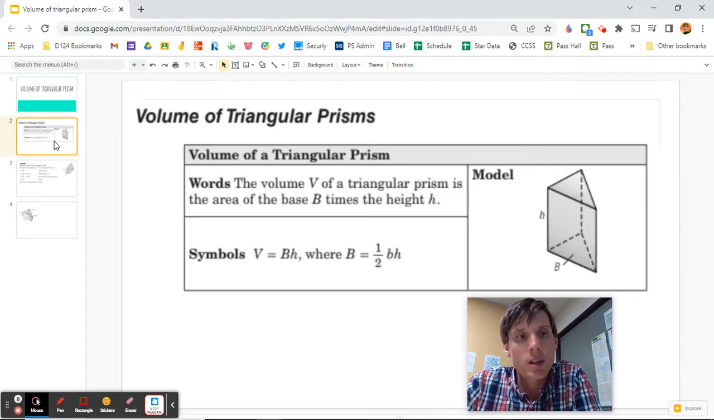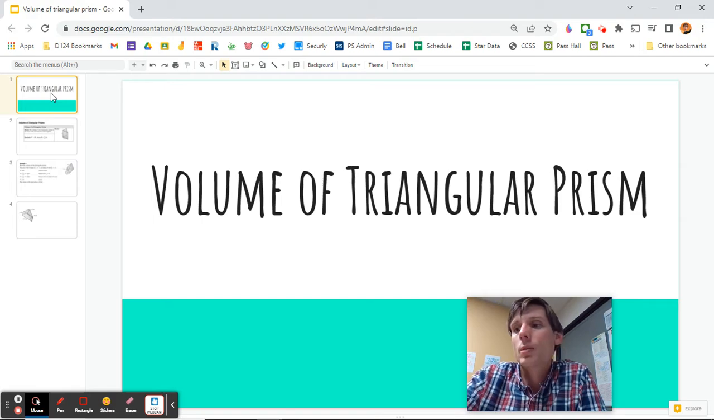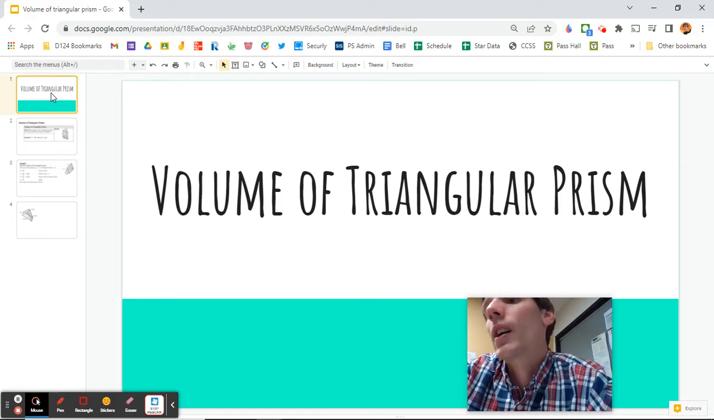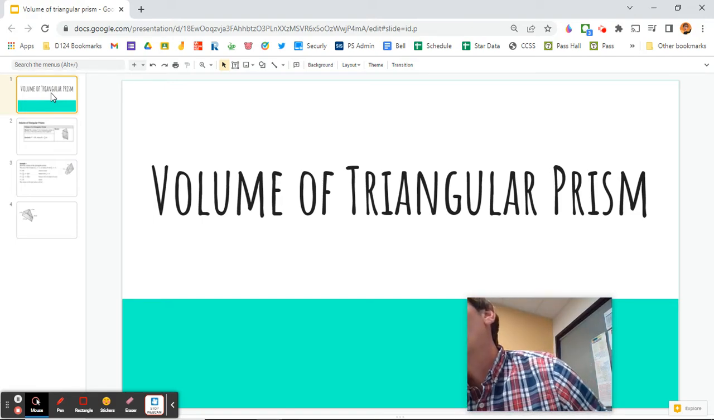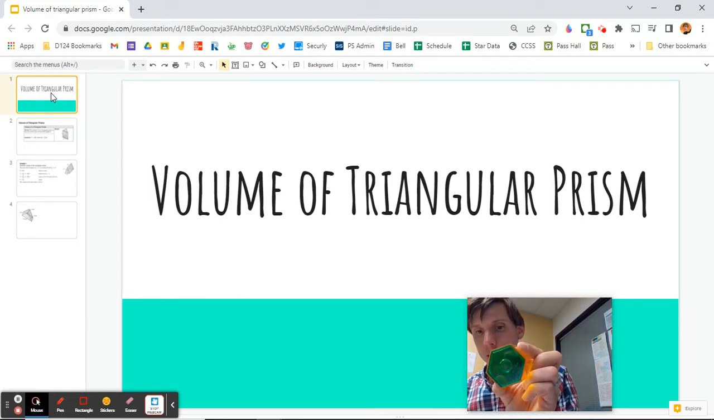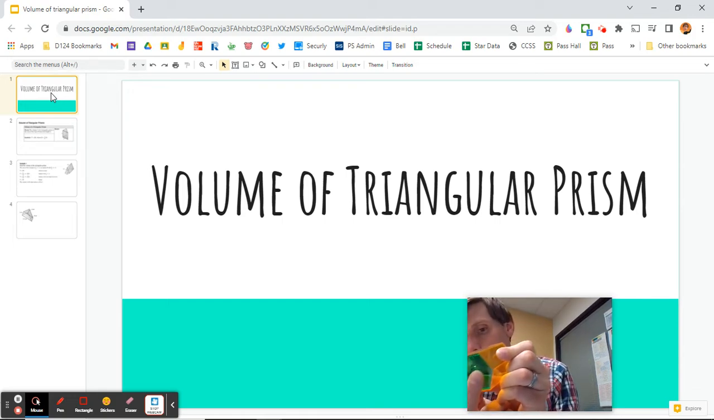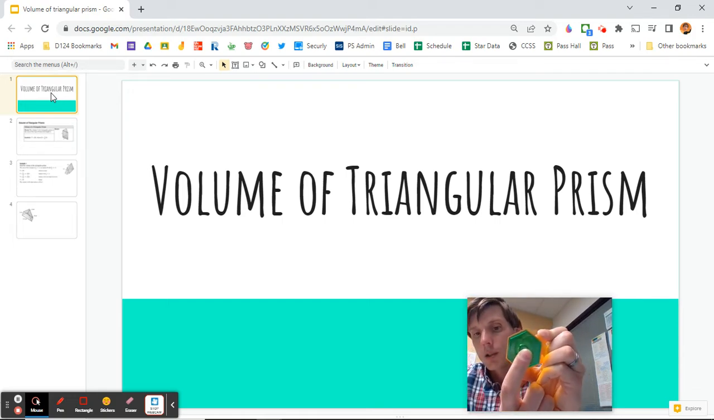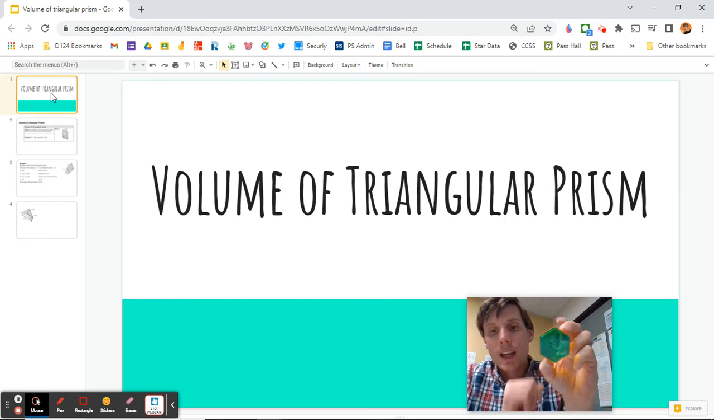Yesterday we talked a bit about prisms in general, and we talked about their volume. For example, we looked briefly at a hexagonal prism. The idea of a prism is we have one shape right here, that same shape is on the opposite side, and then it's connected by rectangles. That's a prism.